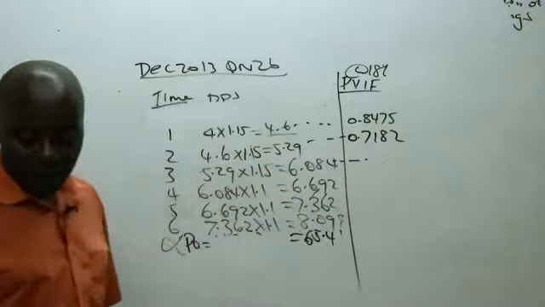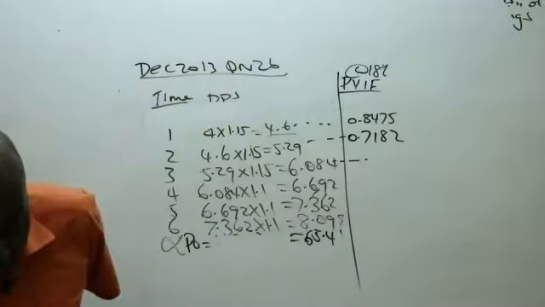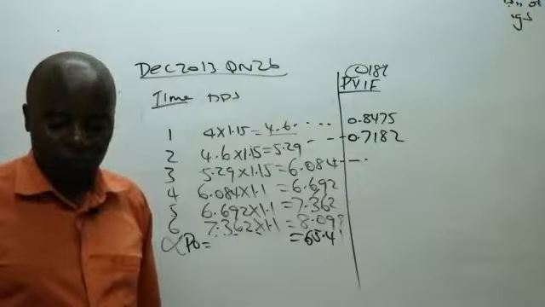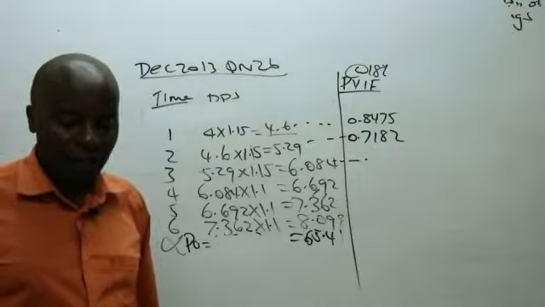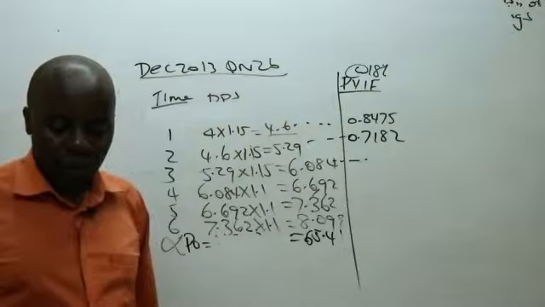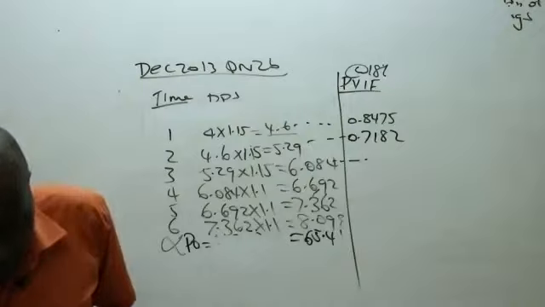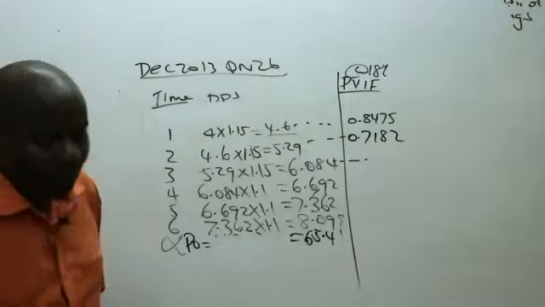The third one is point... Nobody has written the third one. So the third one, what do we have there? The third one, thank you very much, 0.6086.